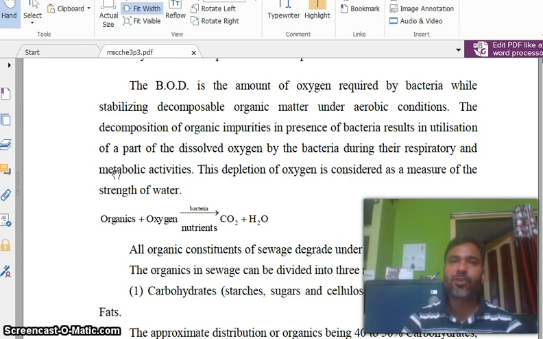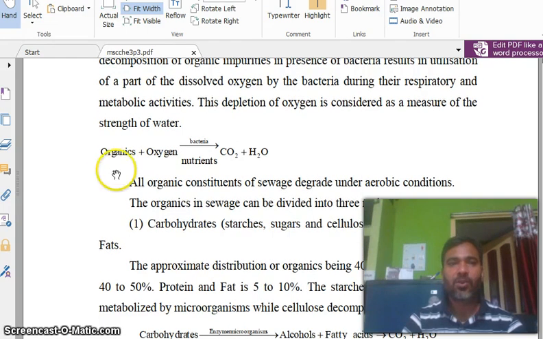The decomposition of organic impurities in presence of bacteria results in utilization of a part of the dissolved oxygen by the bacteria during their respiratory and metabolic activities, and this depletion of oxygen is considered as a measure of strength of water. So organics plus oxygen give carbon dioxide plus water in presence of bacteria.